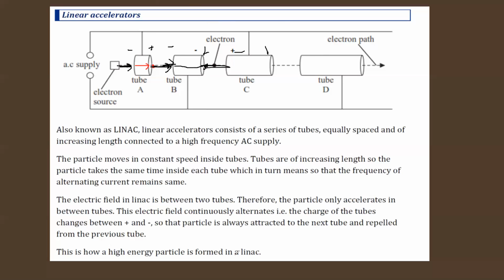Is this linear particle accelerator clear? Until we have the electron at a certain speed, we can collide it with another particle and produce more particles. Is the working of the linear particle accelerator, or LINAC, clear?